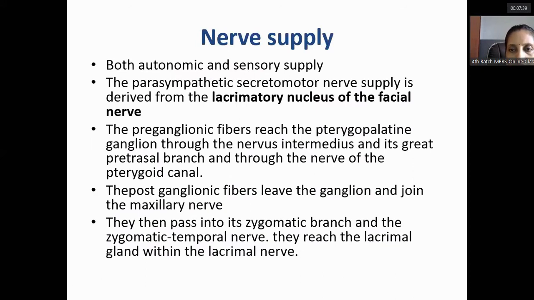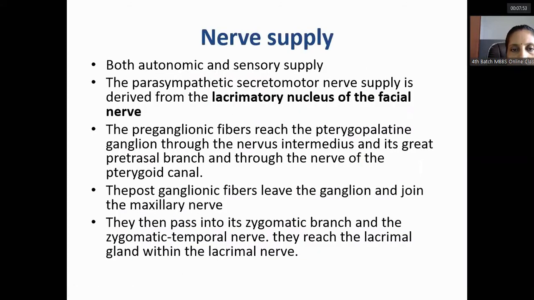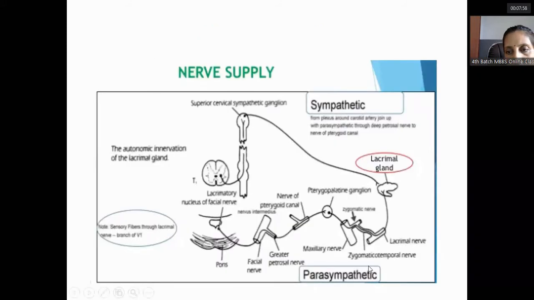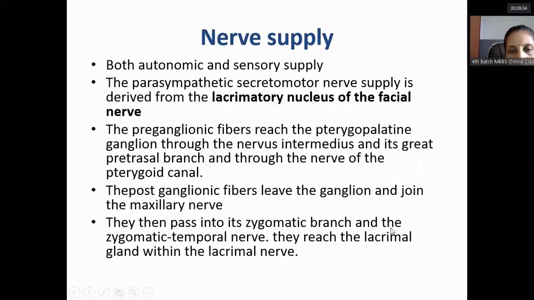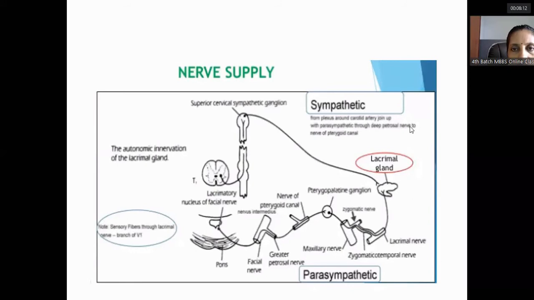The postganglionic fibers leave the pterygopalatine ganglion and accompany the maxillary nerve. They then pass into the zygomatic branch and the zygomaticotemporal nerve, and through the zygomaticotemporal branch to the lacrimal nerve. They reach the lacrimal gland within the lacrimal nerve. If you remember this picture, it will be easy for you. In the seventh nerve, when we discuss the facial nerve, we will discuss all about this.